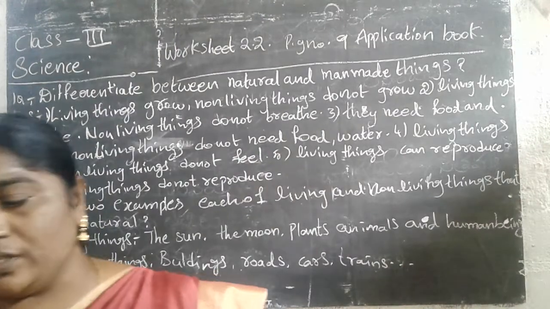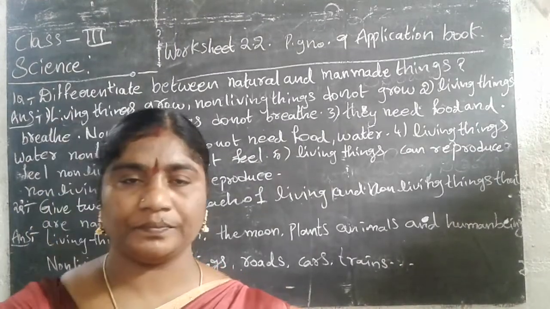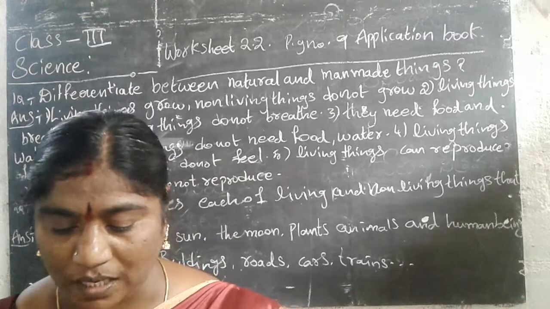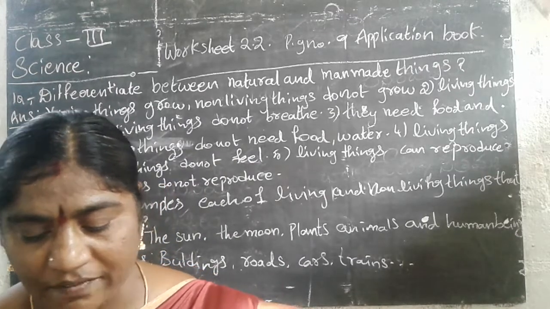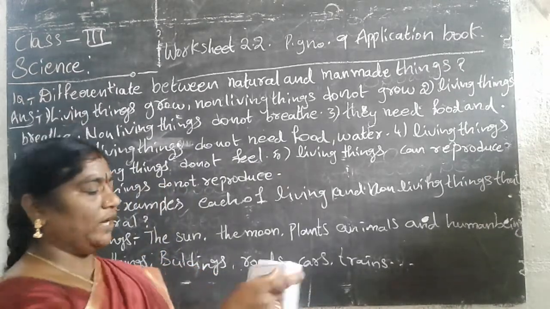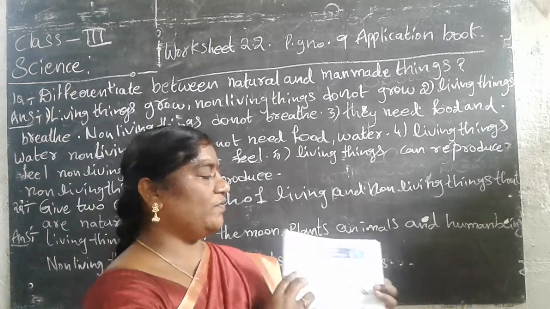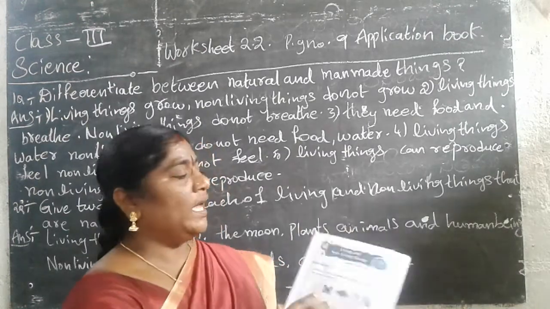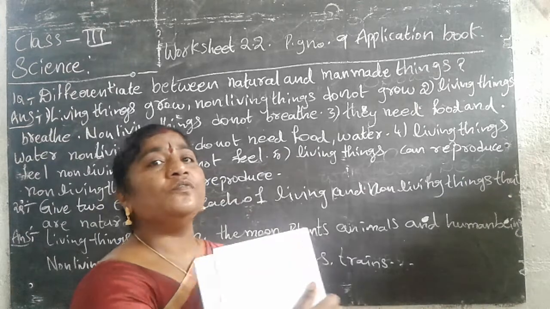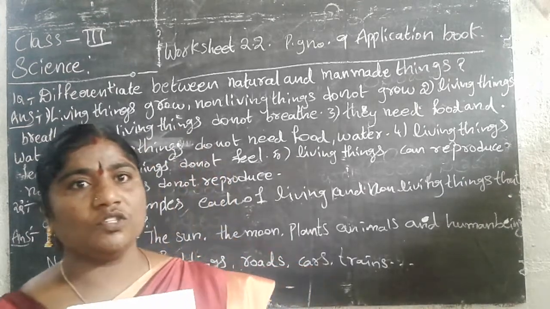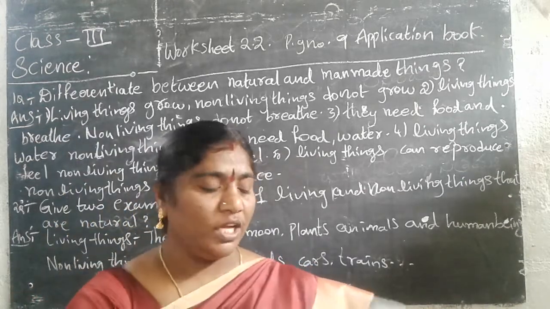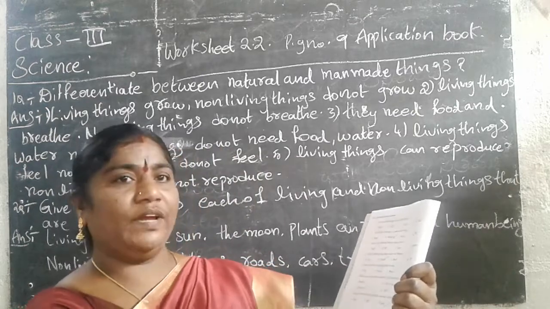Okay children, we have to complete our workbook, application book of second lesson, living and non-living things. Up to here we have to complete. In the last session we completed up to here. Now we have to go to this, pick the correct answer, and also last session we finished page number 8.